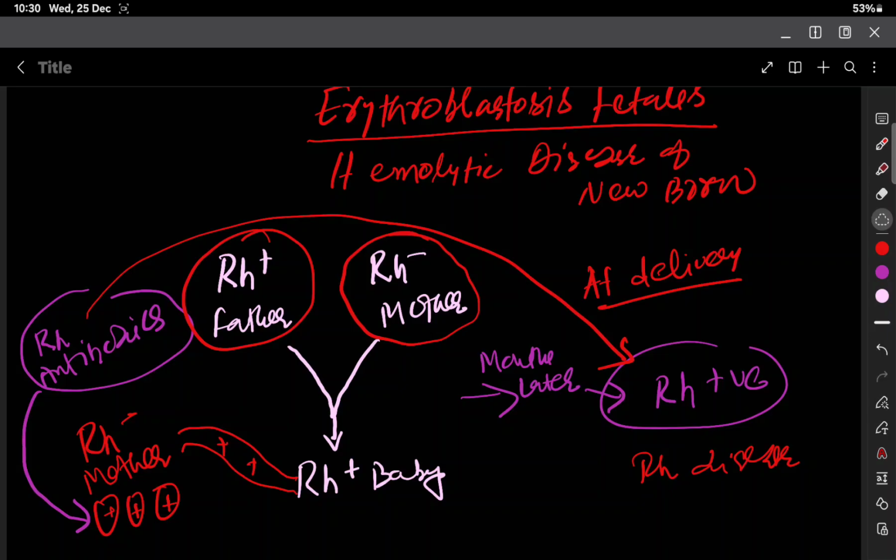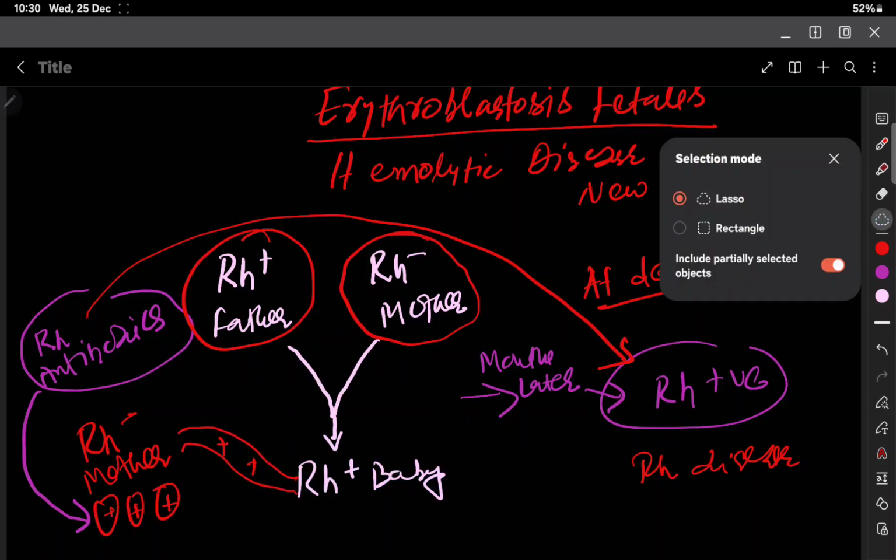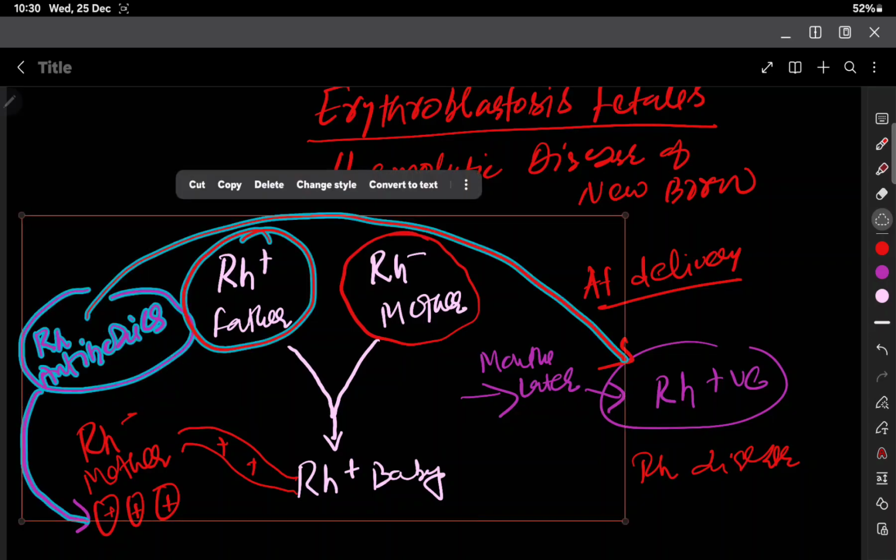For example, the father is Rh positive and the mother is Rh negative, and the baby takes the antigen from the father and becomes Rh positive. The RBCs from the Rh positive baby enter the bloodstream of the mother. They remain in the bloodstream, and after some months, because the mother is Rh negative, antibodies will be developed by the mother.